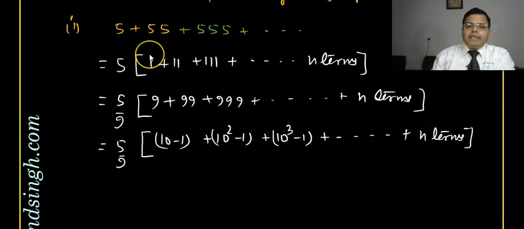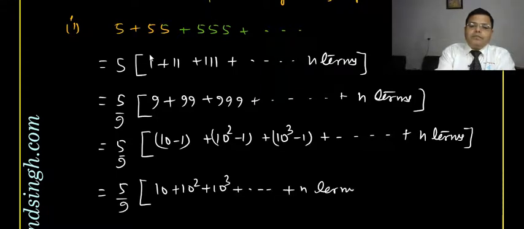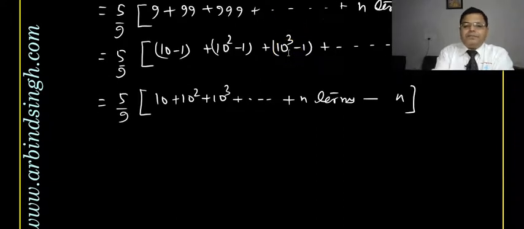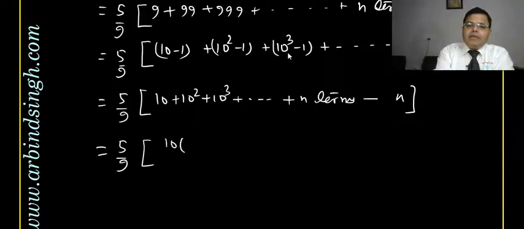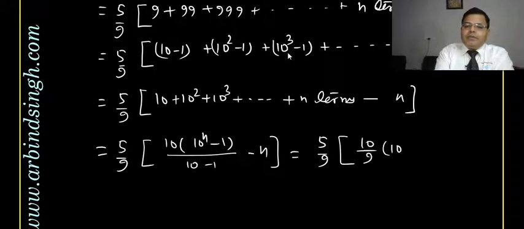Then this can be written as 5 by 9 into 10 plus 10 square plus 10 cube up to n terms, minus 1 minus 1 minus 1 in n terms, which is minus n. Now this is a GP, and the sum of n terms of a GP is a times r to the power n minus 1 upon r minus 1, because a is 10 and r is also 10, minus n. So that will be 5 by 9 into 10 by 9 into 10 to the power n minus 1, minus n. That will be the answer of this question.